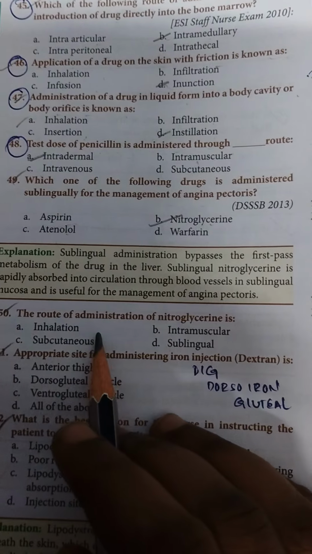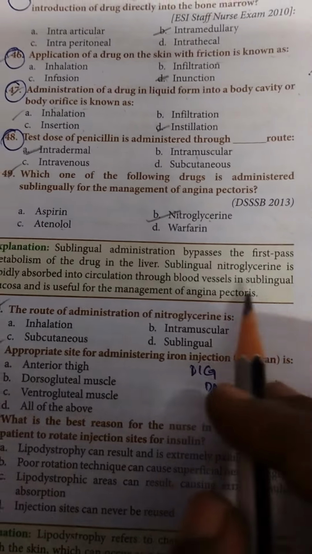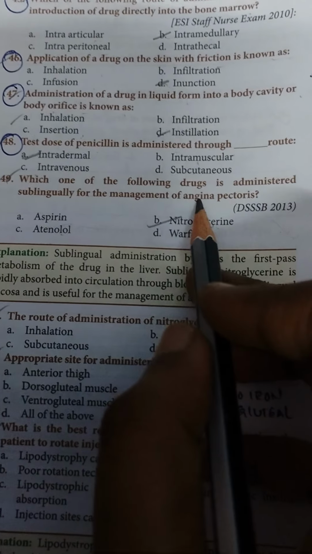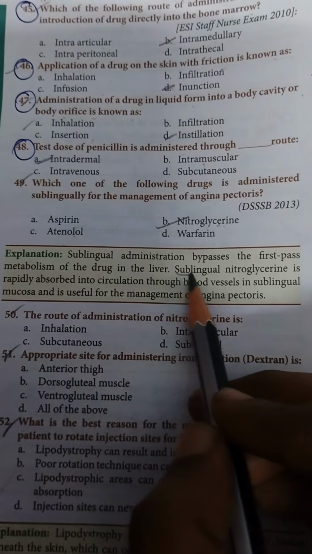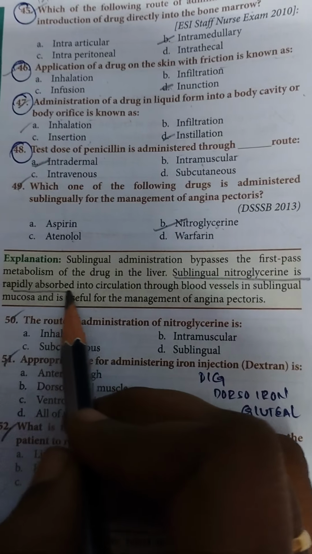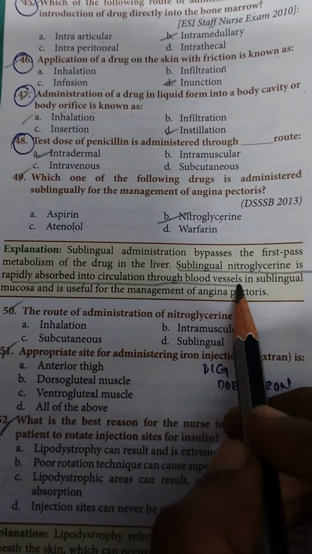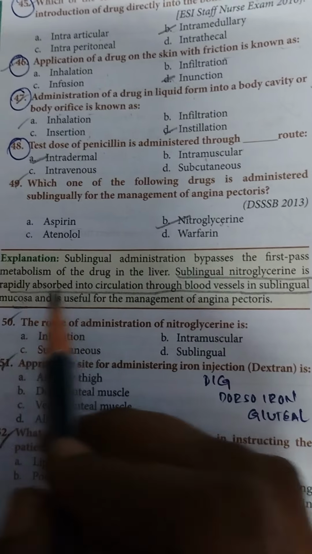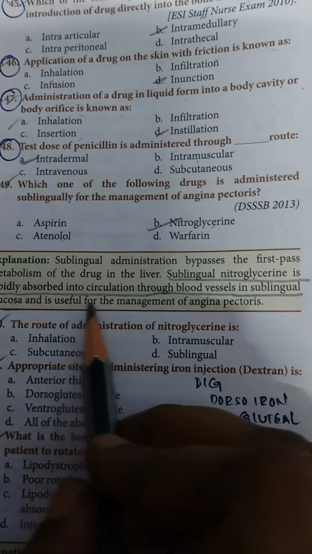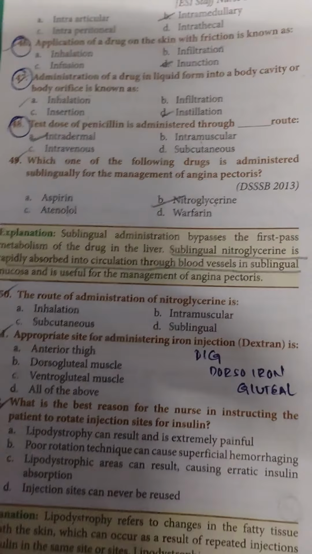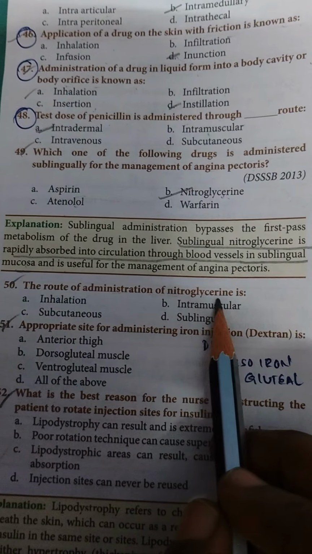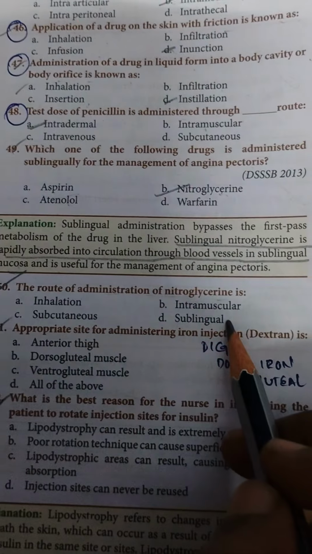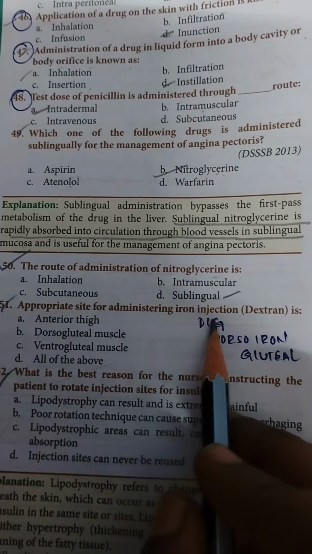So here, what is the purpose of using nitroglycerin? Nitroglycerin is for angina pectoris. This sublingual nitroglycerin is rapidly absorbed into the circulation through blood vessels in the sublingual mucosa under the tongue. So that's why it is the preferred drug for management of angina pectoris. Then next one, the route of administration of nitroglycerin we already discussed. Answer: sublingual.